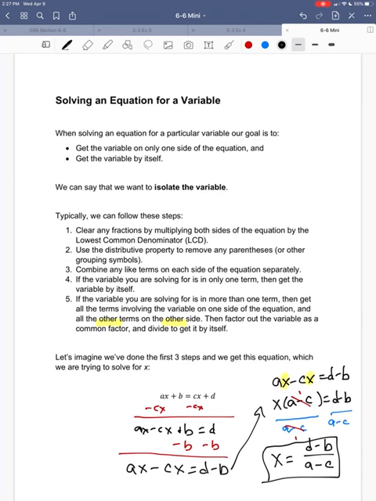So when you're solving an equation for a variable, we try to get the variable on one side all by itself. Sometimes we have to use this type of procedure to make that happen.